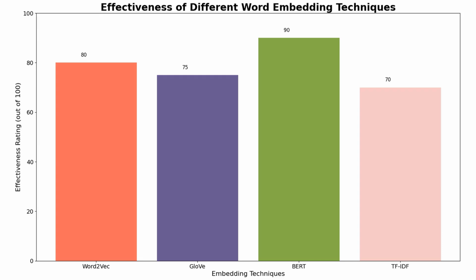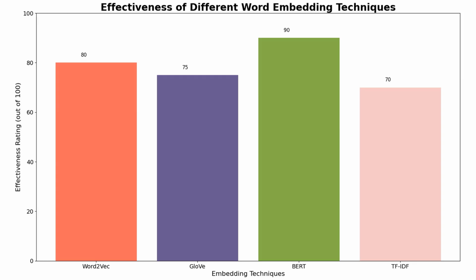The bar chart titled Effectiveness of Different Word Embedding Techniques displays effectiveness ratings on a scale from 0 to 100 for 4 popular methods. Word-to-vec scores 80, GloVe sits at 75, BERT leads the pack at 90, and TF-IDF comes in last with a score of 70. Now, let's break down what we see here.